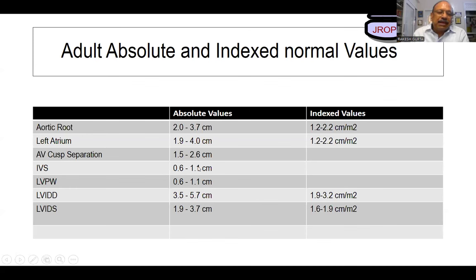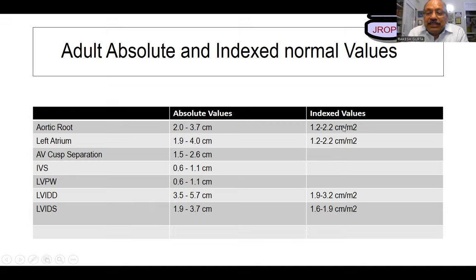Rest all, the maximum size of LV wall thickness is about 10 or 11 millimeters. It varies from book to book. So how do you remember? Remember LA 22, aorta 22, LV 32, and it contracts by one third, at least in M mode. That is known as fractional shortening. That 32, 30 becomes 20.